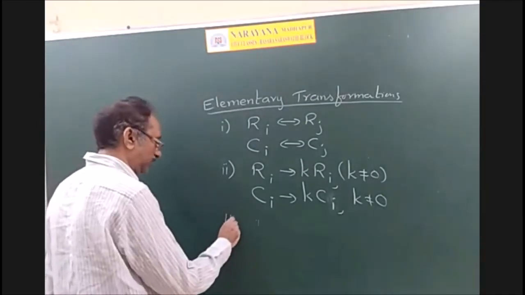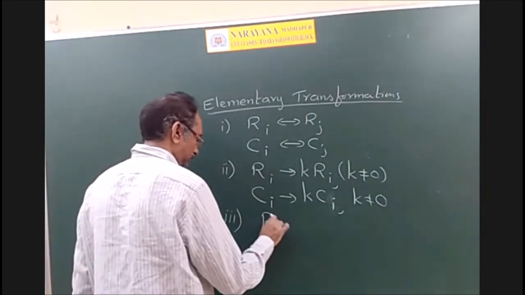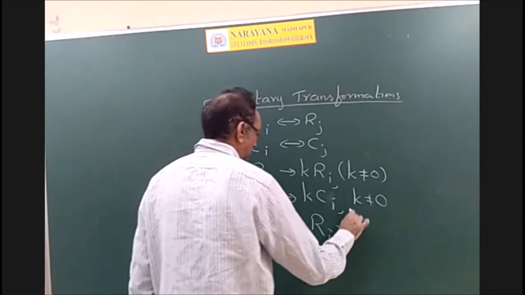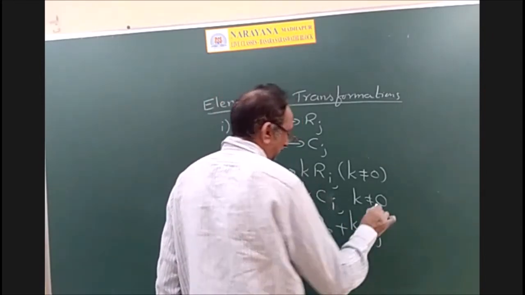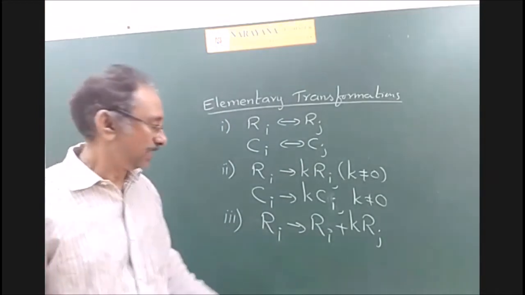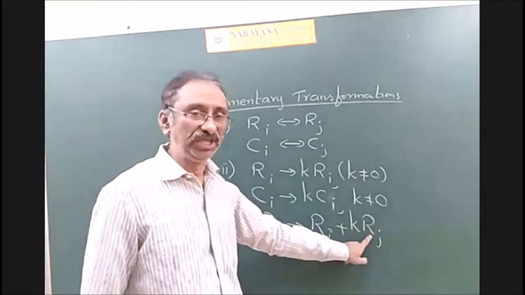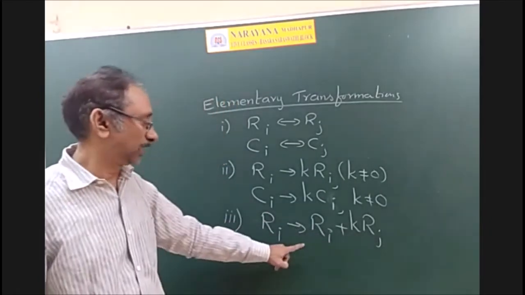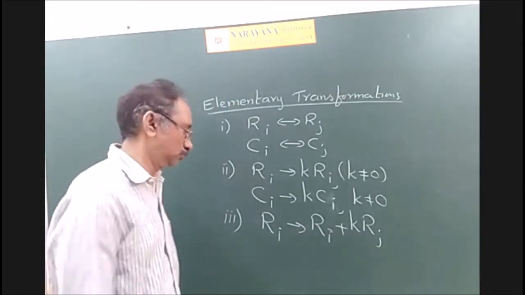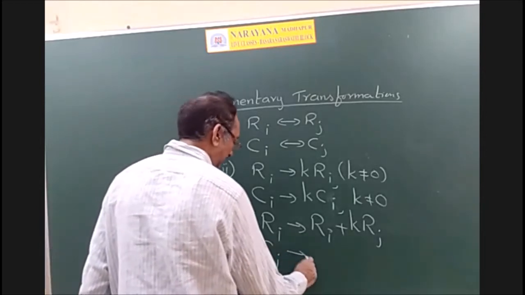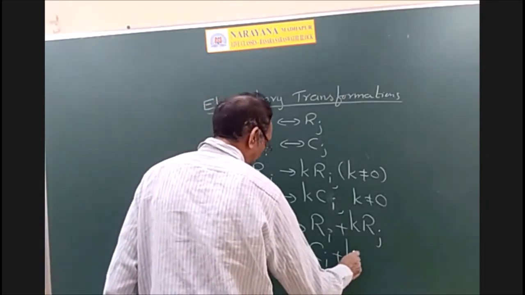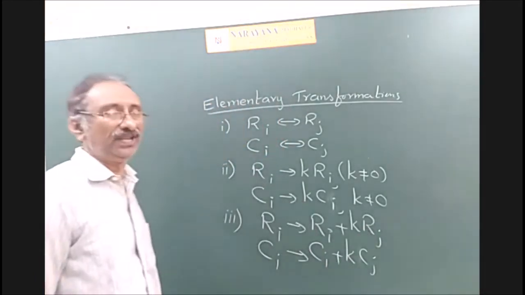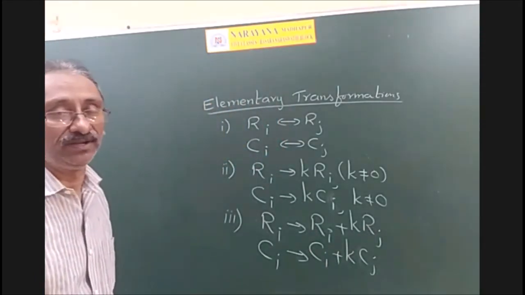And see the third operation: Ri implies Ri plus kRj. What is meant by that? Multiplying the elements of the jth row with k and adding them to the corresponding elements of the ith row. Similarly, Ci implies Ci plus kCj. So these are called elementary transformations or elementary operations.